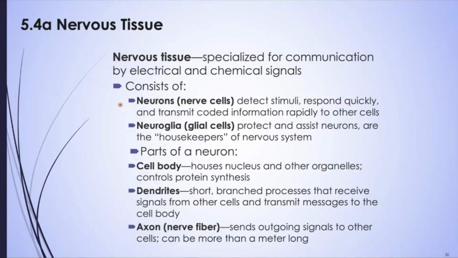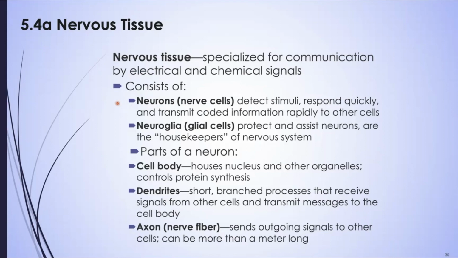What they're going to do is they're going to detect stimuli. They respond quickly. You don't even have to think about it. They just do it. And they're going to transmit coded information very rapidly to other cells. So the neurons are going to tell a set of cells to do something, and then those cells can transmit the message, and then it transmits the messages, and so forth.